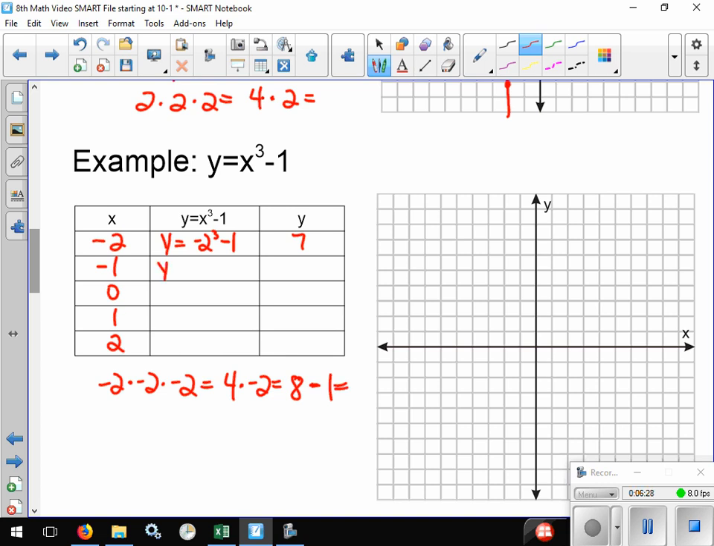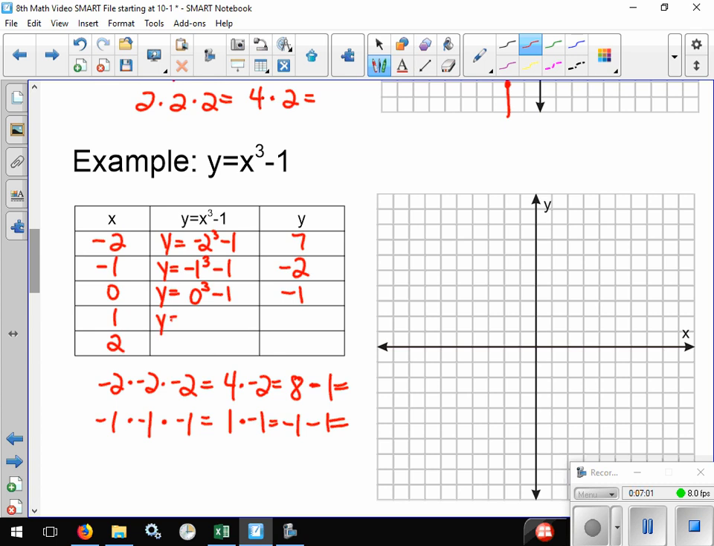Okay, and then we have y equals -1 cubed minus 1, so it's -1 times -1 times -1. So -1 times -1 is a +1 times -1 gives us, well, -1 minus 1 gives us -2. Okay, this is where you have to know your integers. I said that from the beginning. Know your integers. 0 cubed is 0, because 0 times 0 times 0. And then minus 1 gives you -1.